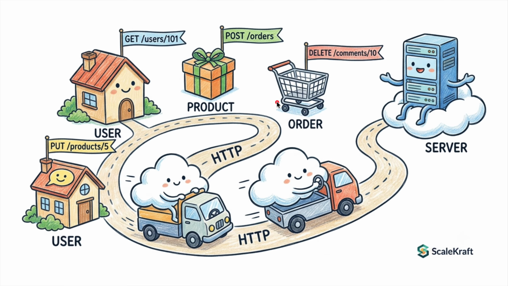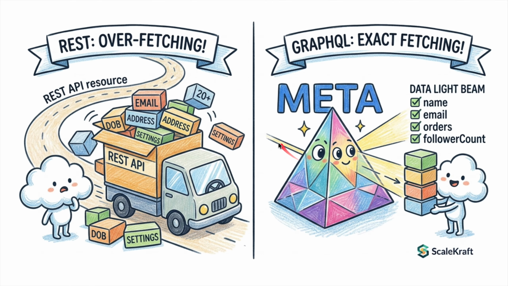Notice something? We are interacting with resources using standard HTTP methods like GET, POST, PUT, or DELETE. Another important property is that every request is independent. The server does not remember what happened in the previous request. So, every request contains everything needed to process it. This is called statelessness, one of REST's biggest principles. But REST has one big problem.